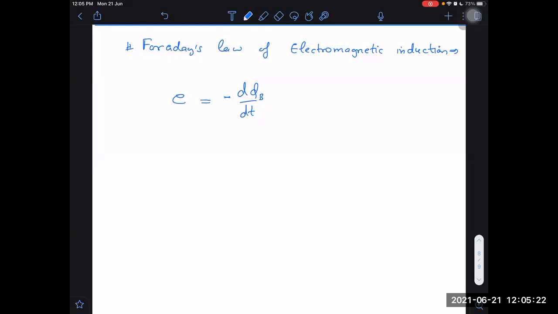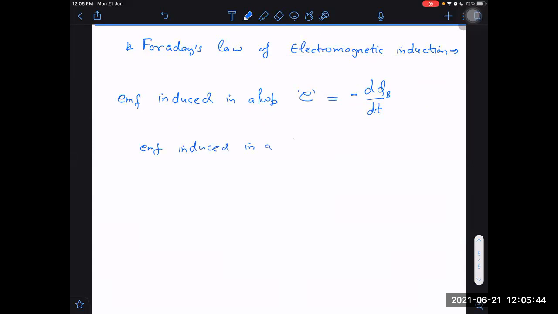Faraday's law of electromagnetic induction states that the EMF induced in a loop is given by minus d phi by dt, where EMF induced in a loop equals the negative of the rate of change of magnetic flux through the loop.